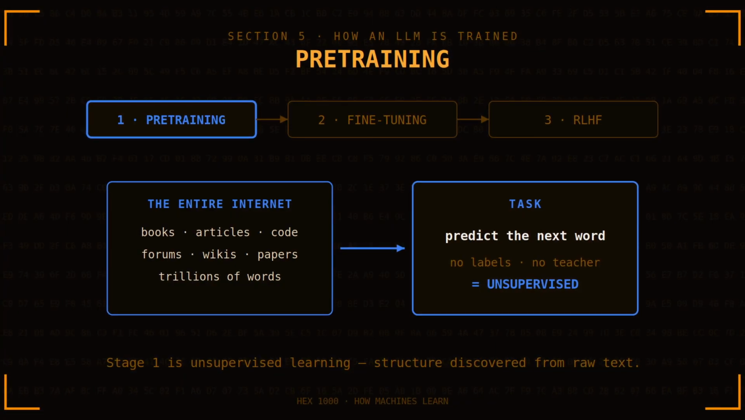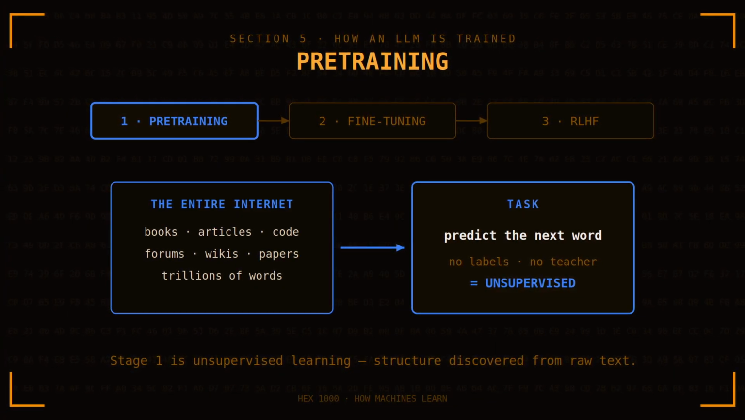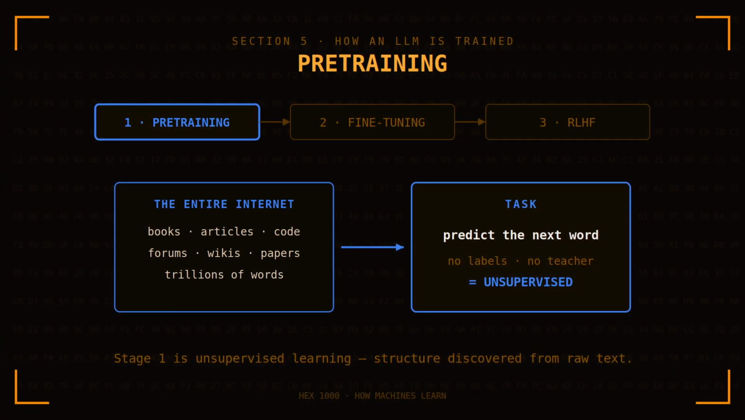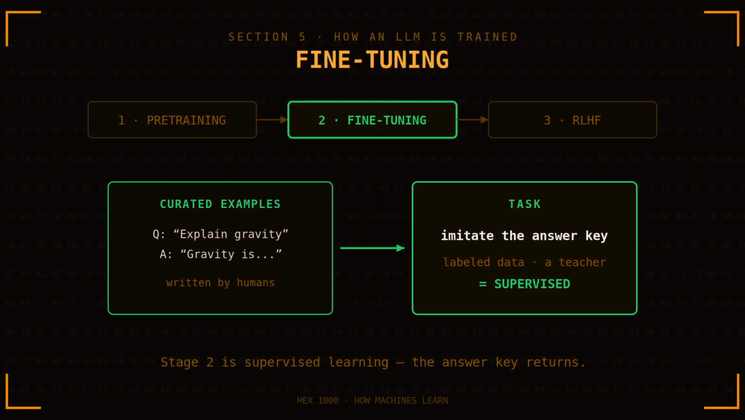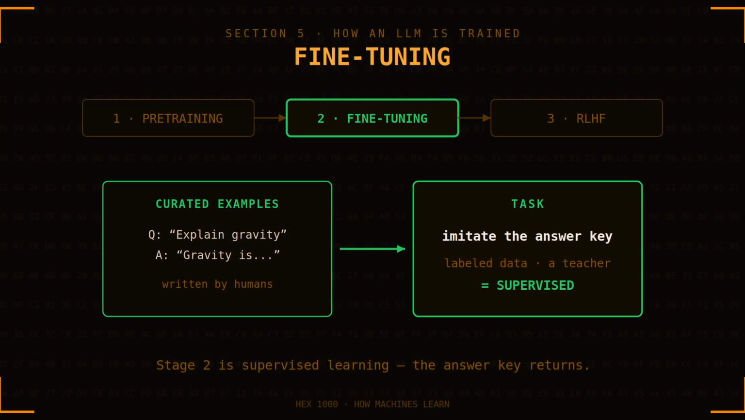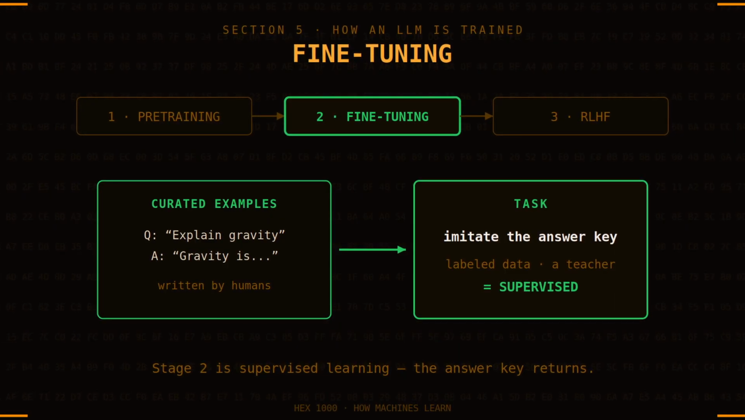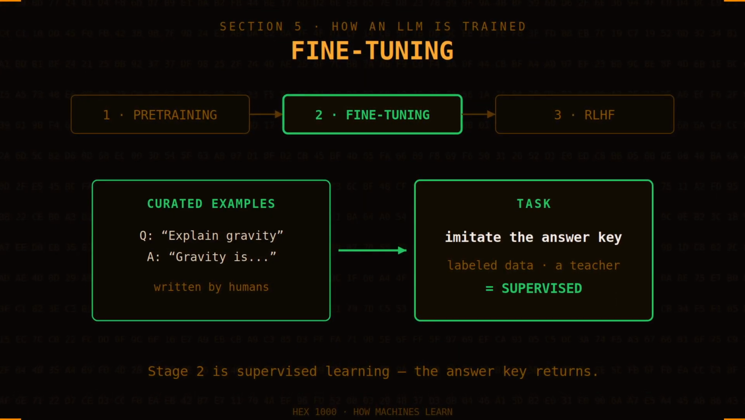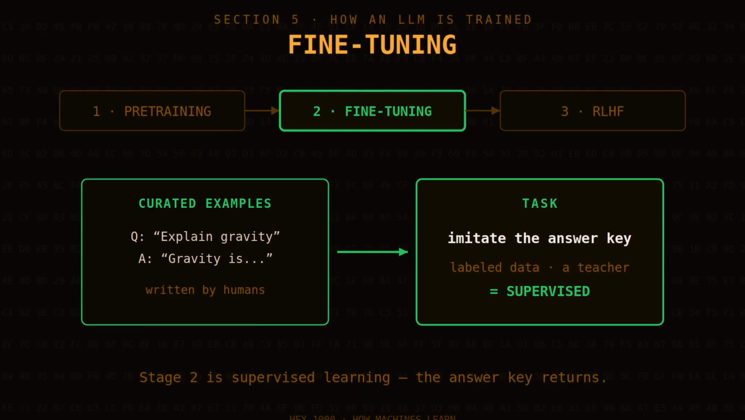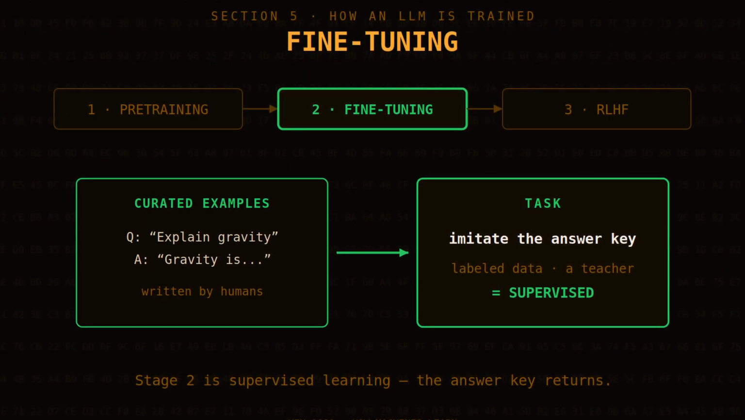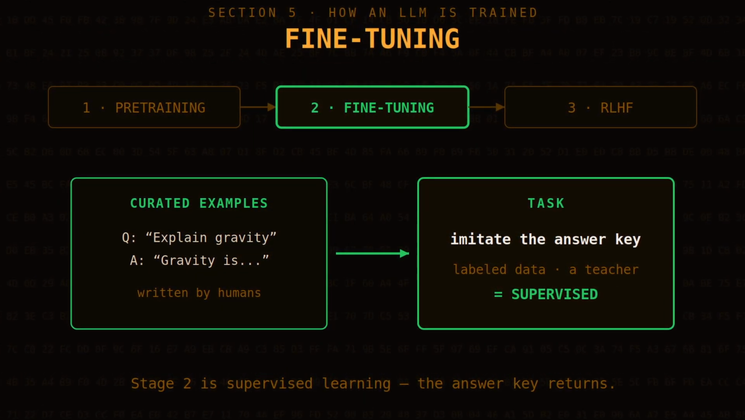But a model that just predicts the next word isn't yet a helpful assistant. It's a very powerful autocomplete. So, stage 2, fine-tuning. We take that pre-trained model and train it further on carefully chosen examples of good question and answer behavior. Examples with the right responses attached. That's supervised learning, teaching the model the format and tone of being helpful, using labeled examples, exactly as we described earlier.